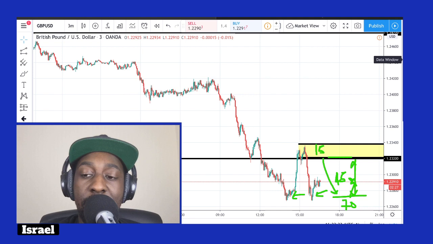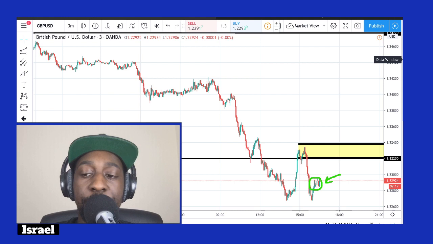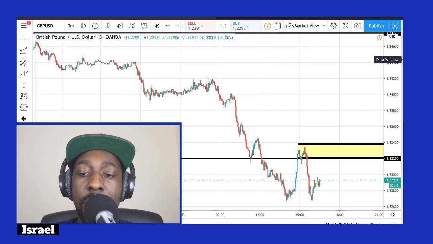This is all stuff that we do in advance. Notice that price isn't in this region right now, and I'm saying, okay, cool, how can I trade this? Why? Because that's very emotional. I can say, okay, cool. Logically, a trade from this region might actually make sense.